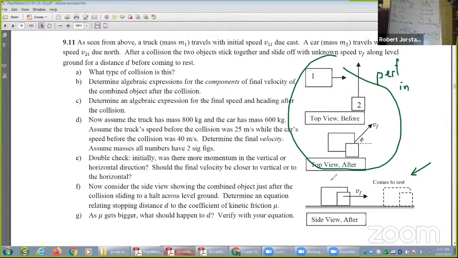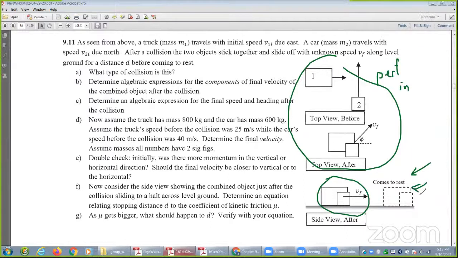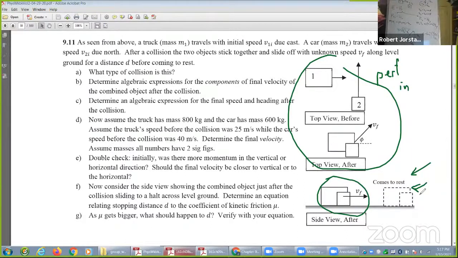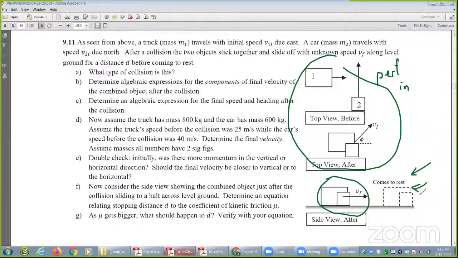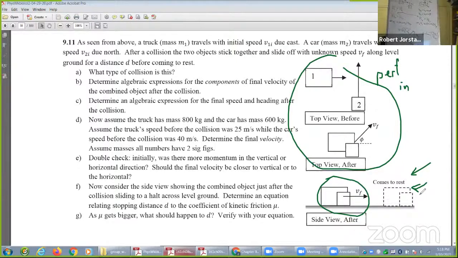We have one object. It's a combined object, but it's basically one object, and it's going to slide and come to rest. What type of problem should I do for this? Does that make sense? Oh, kinematics. Or you could do kinematics. How would you deal with kinematics? How would you get the acceleration? That could work.